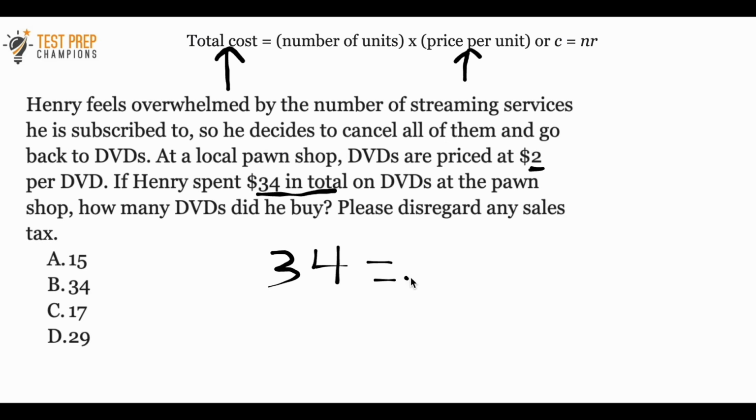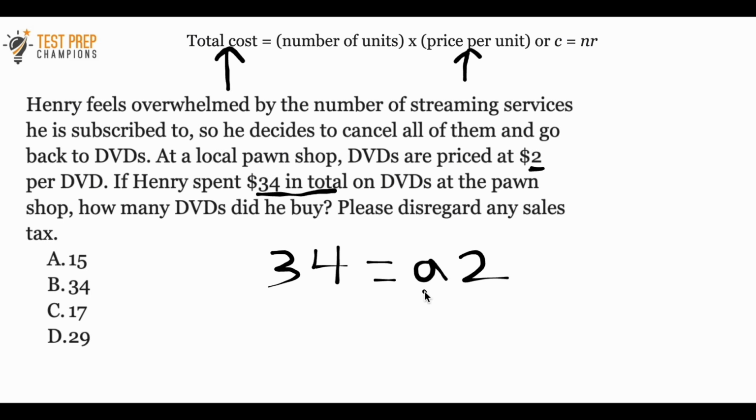And we don't know what the number of units is, so I'm just going to call that A. Really, I could pick X, I could pick Y. I'm just going to put an A here. It doesn't really matter, whatever letter you want to use. And then we know again that the price per unit is 2 because it's $2 per DVD. So we now have 34 equals A2 or 2A.